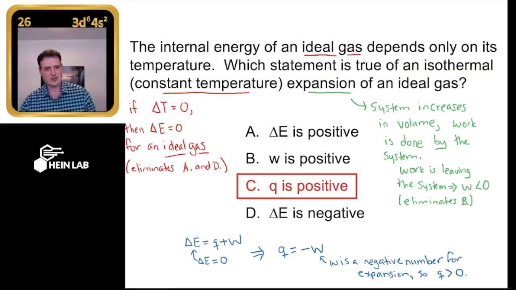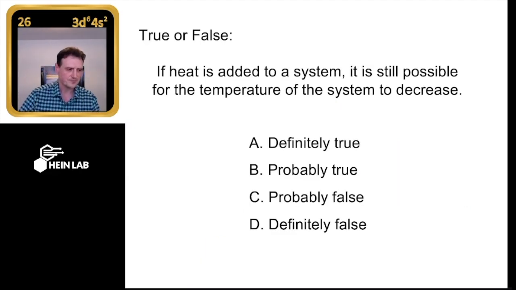If delta T is 0, delta E for an ideal gas is also 0, we can eliminate A and D. The system is increasing in volume, which means it is doing work. Work must be negative. The last one that goes into this is we know that delta E equals 0, the change in energy is 0. That means that the expansion has to be counterbalanced by the heat that's involved in the system.